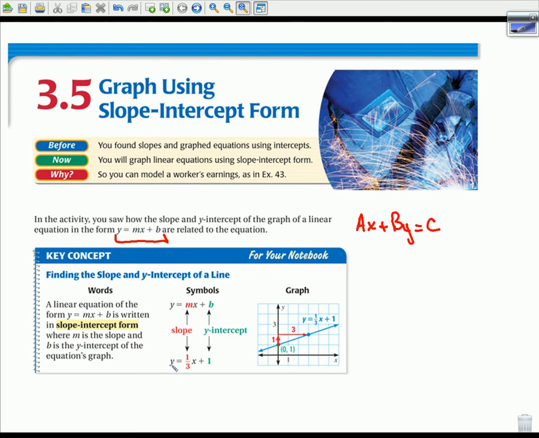In this particular equation, y equals 1/3 x plus 1. The 1/3 is the slope, the y-intercept is the 1. When you go to graph this, you plot the y-intercept first, and then from there you rise and run with the slope. So rise 1, run 3, put your second point, and you draw your line.